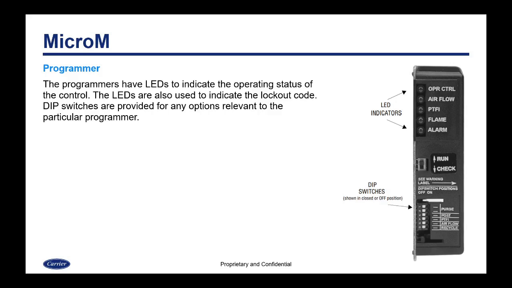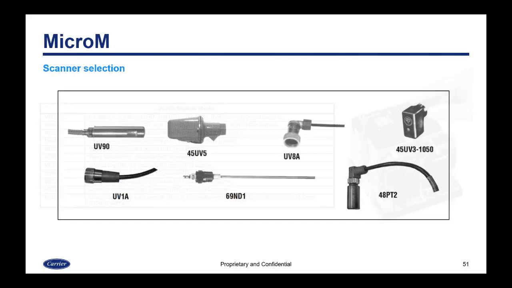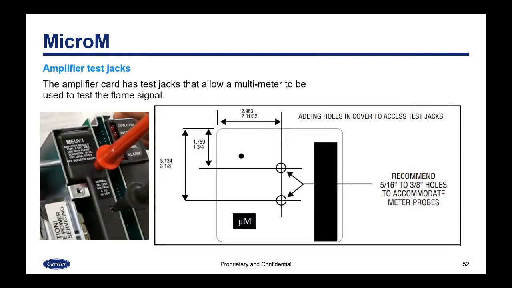MicroM has different amplifier options, and they're all listed here. We have a UV self-check, flame rod, infrared, standard choices. Here's the scanners you can use with the MicroM. The amplifier has test jacks that allow a multimeter to be used to test the flame signal in volts DC, so it makes it easy to test. It shows on the image 4 to 10 volts DC is what you'd read.